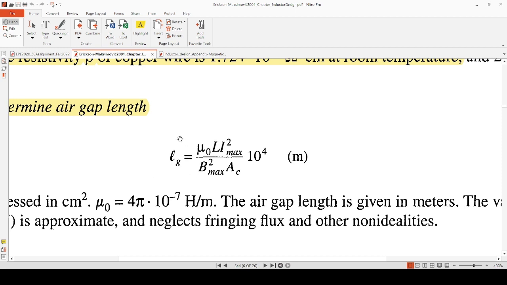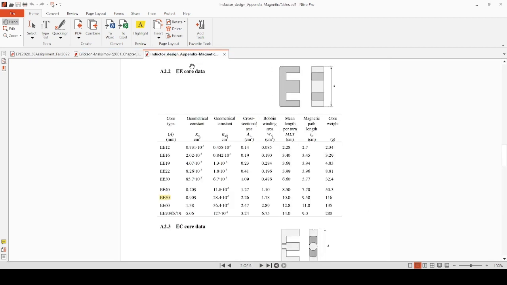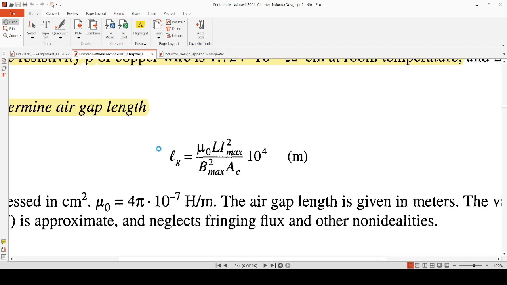We have mu naught is 4π × 10^-7. We have the inductance, we have I maximum, we have B maximum, we have this constant. But we don't know what AC is. AC is the cross-sectional area of the core. We have it chosen. It is 2.26. So you go to substitute in this equation.